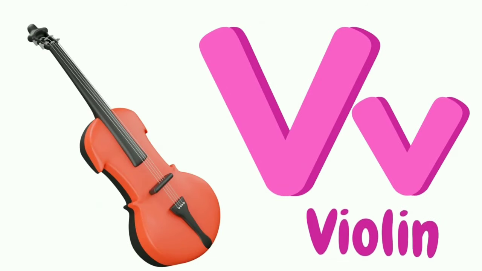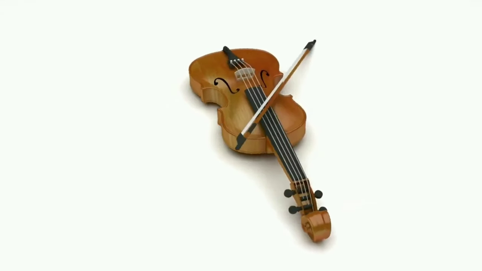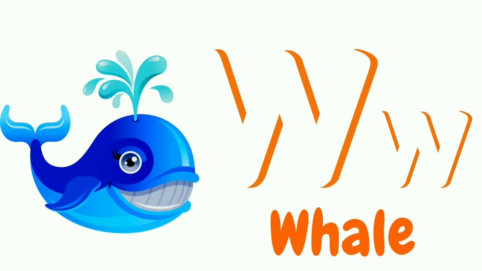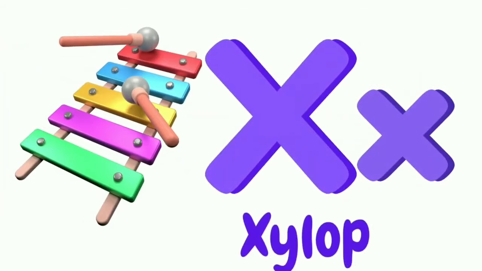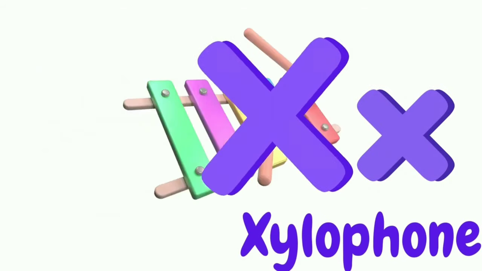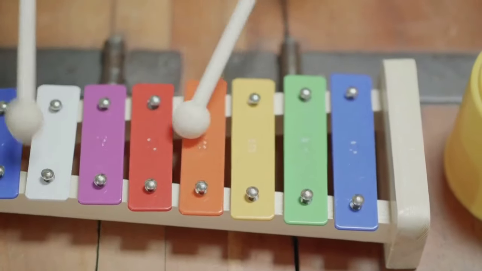V is for violin, violin, violin. This is a violin, violin, violin. W is for whale, whale, whale. This is a whale, whale, whale. X is for xylophone, xylophone, xylophone. This is a xylophone, xylophone, xylophone.